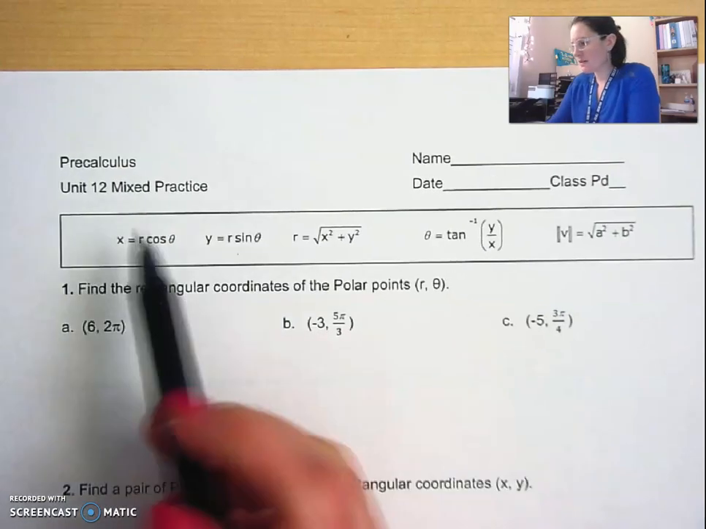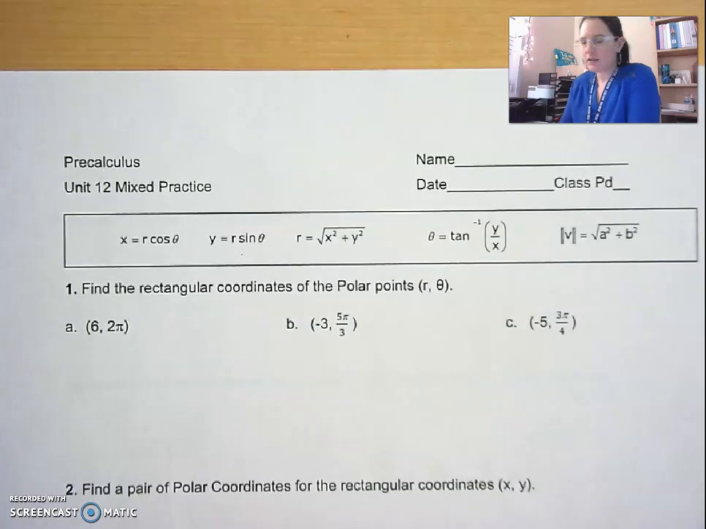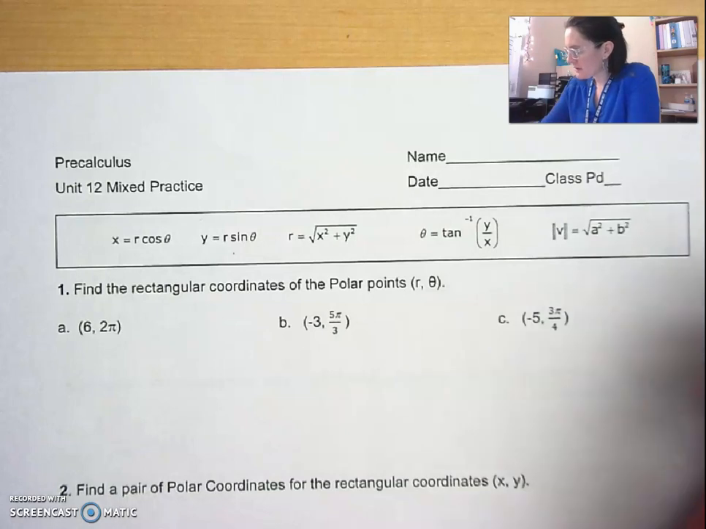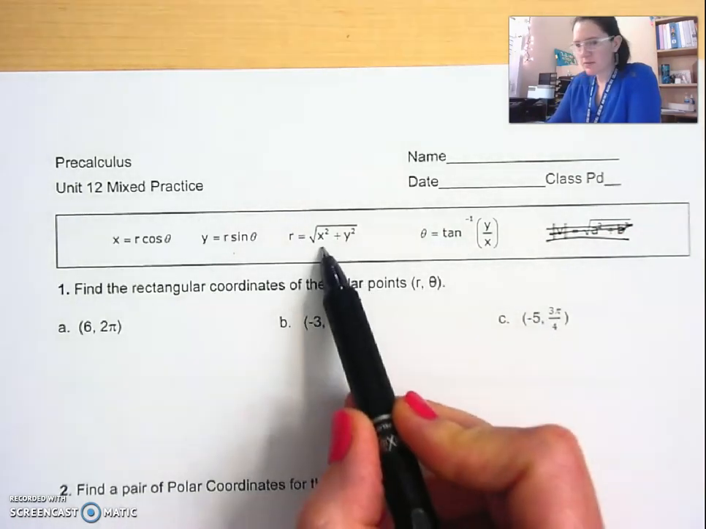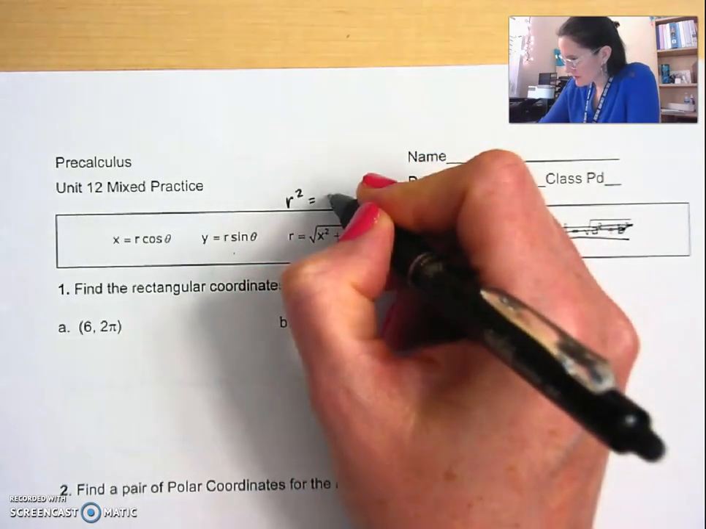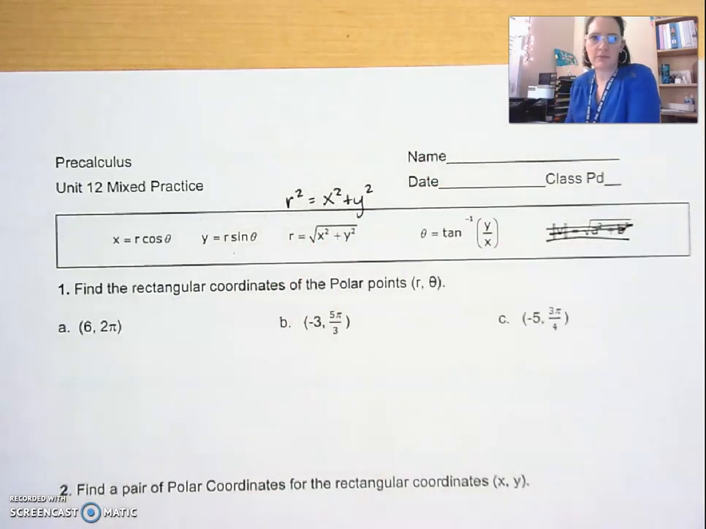Okay, here is our test review for Unit 12, Polar Functions. We have our formulas up here. We're not going to be using this one. And also remember that this one, you can use both of these depending on the situation.